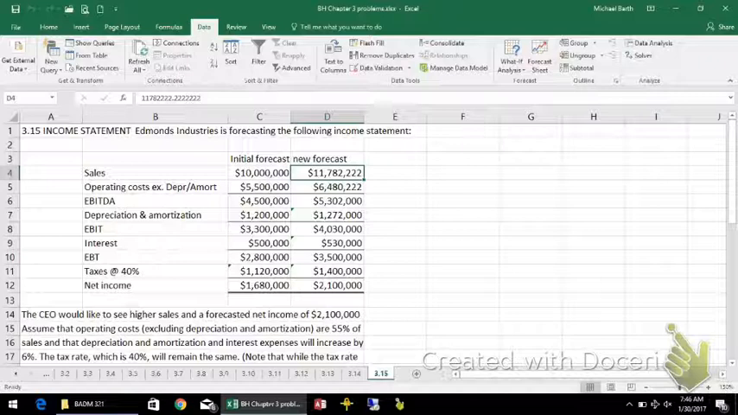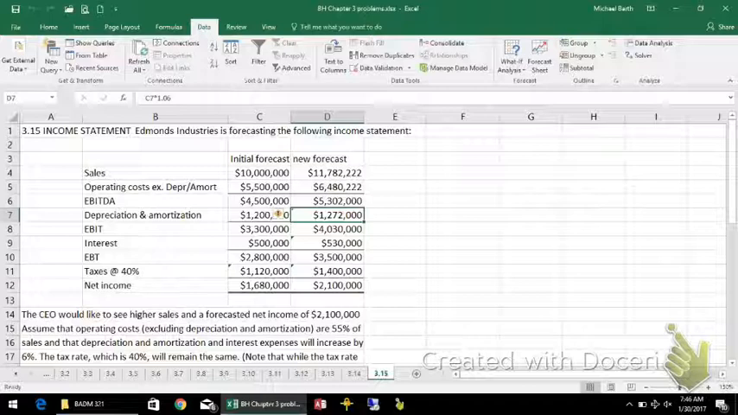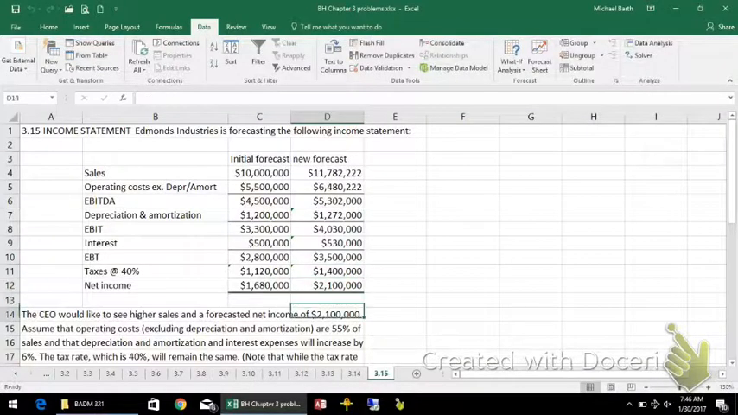The answer is 11,782,222. Subtract 55% from that, and you get 5,302. Subtract the depreciation and amortization, which are 6% higher. Subtract the interest, which is 6% higher. Subtract 40% of what's left over for taxes, and you get $2.1 million.